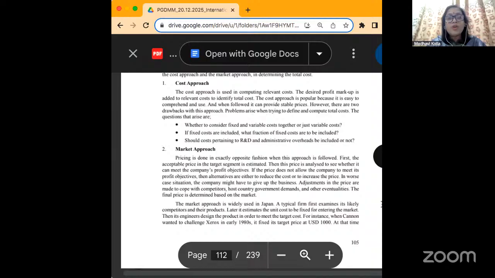And if fixed costs are included, what fraction of fixed costs are to be included? Because for every product that we produce, we cannot say that I will take the total fixed cost and add it to my product cost. In very simple terms, let us say the building and the office setup is going to cost us 10 lakhs monthly. We are not in a position to add all those 10 lakhs to the cost of the product.